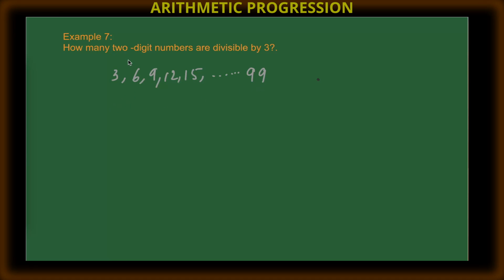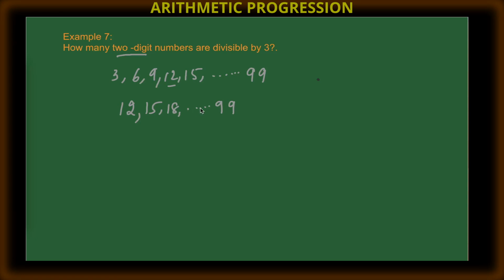Okay, so it says here we need to see that it's 2 digit. So the 2-digit multiples start at 12: 12, 15, 18, and it keeps continuing. So we know 99 is divisible by 3. So let's put the last term as 99.